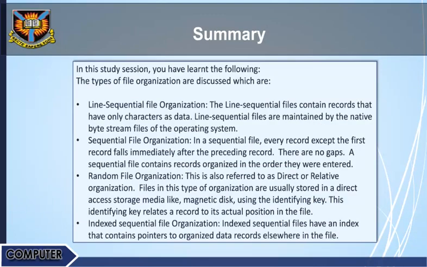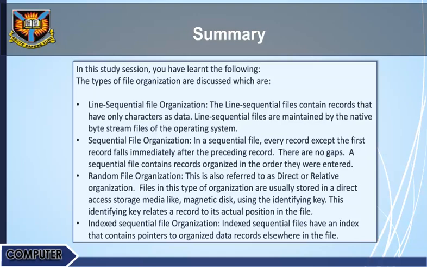Summary. In this study session, you have learned the following. The types of file organization are discussed, which are line sequential file organization. Line sequential files contain records that have only characters as data. Line sequential files are maintained by the native byte stream files of the operating system. Sequential file organization. In a sequential file, every record except the first record falls immediately after the preceding record. There are no gaps. A sequential file contains records organized in the order they were entered.